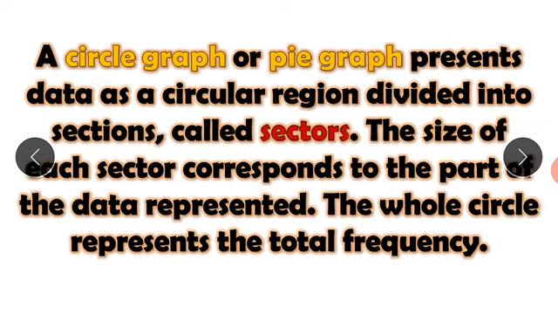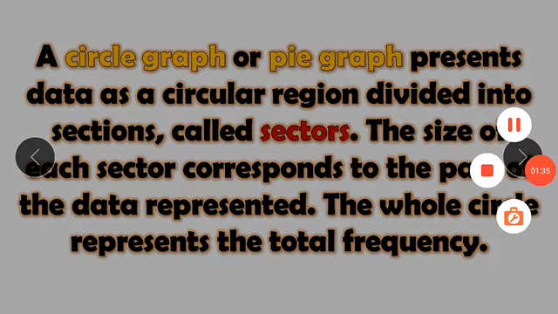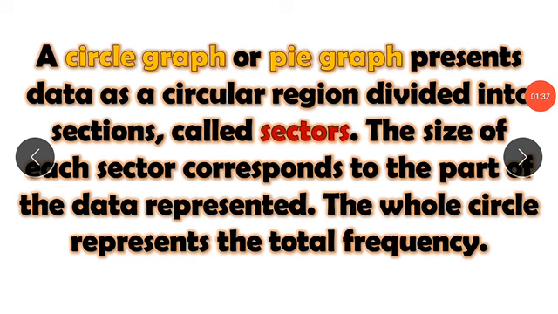So a circle graph or pie graph represents data as a circular region divided into sections called sectors. So when you divide that circle into sections, those parts are what we call sectors. The size of such sectors corresponds to the part of the data represented. So the whole circle represents the total frequency.